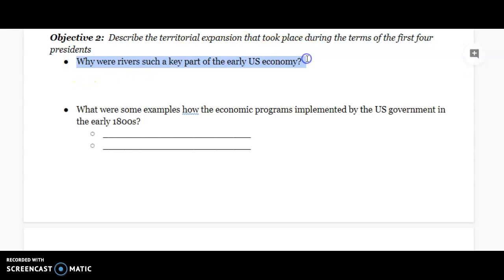You could trade goods like cotton and tobacco and ship those up north and then ship final products back down to the south. You could ship goods down to New Orleans and send them out to Europe. And also you could trade slaves. People could travel. So rivers were a huge part of connecting the country early on.